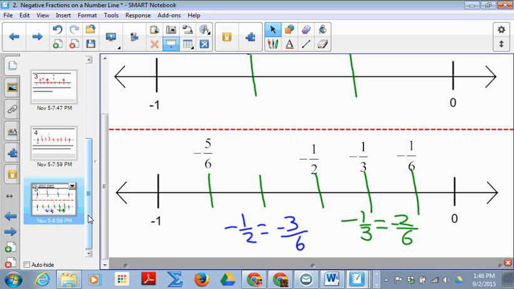This concludes your lesson over negative fractions on a number line.